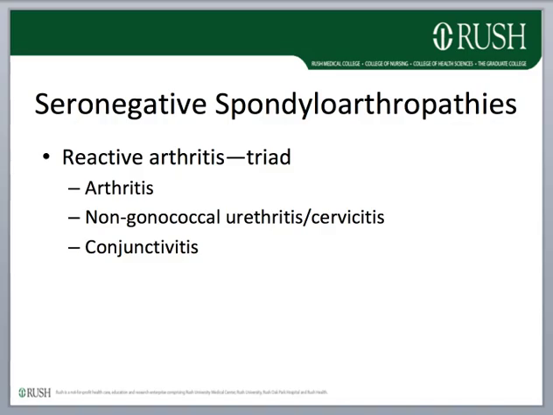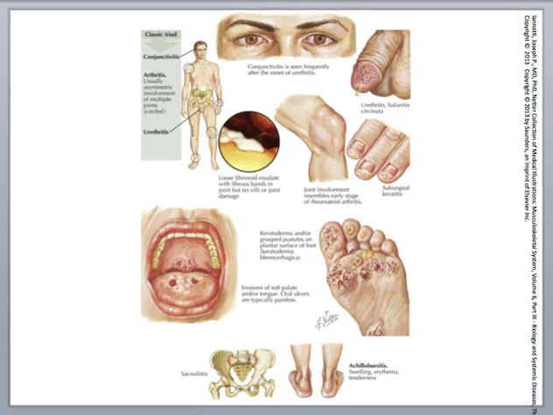The other seronegative spondyloarthropathy is reactive arthritis, which consists of a triad of arthritis, non-gonococcal urethritis or cervicitis, and conjunctivitis. This was formerly known as Reiter syndrome. This slide illustrates the classic triad, just to graphically reinforce what I've been discussing, and we'll discuss further about reactive arthritis.